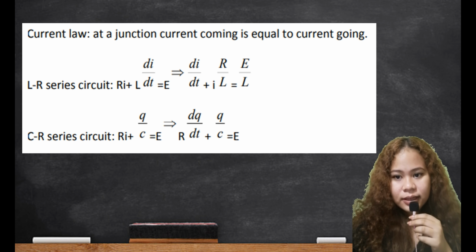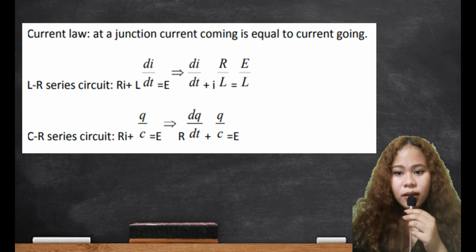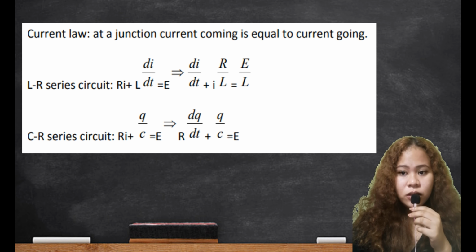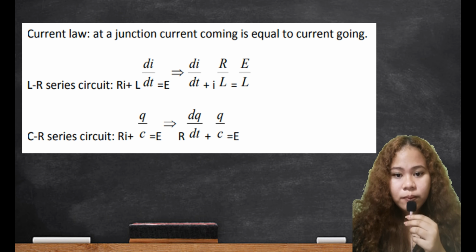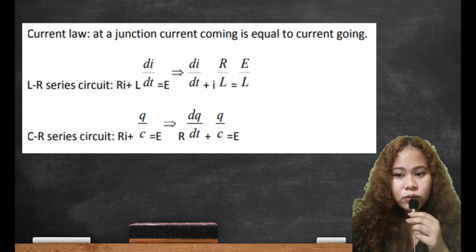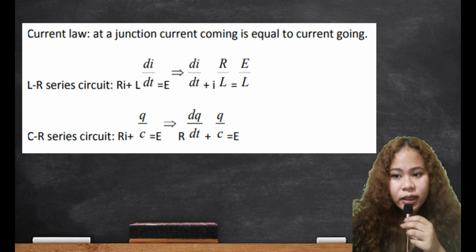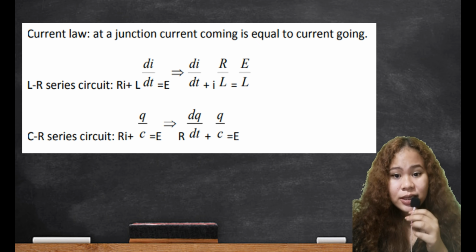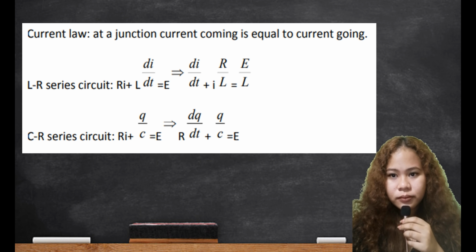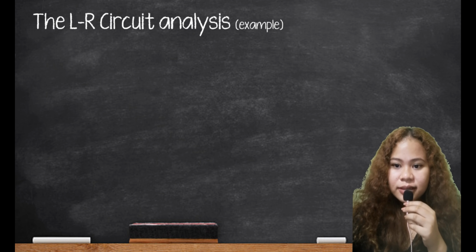Now next is the CR series circuit. R i plus q over C is equal to E. Now, this will give us R times dq over dt plus q over C is equal to E.